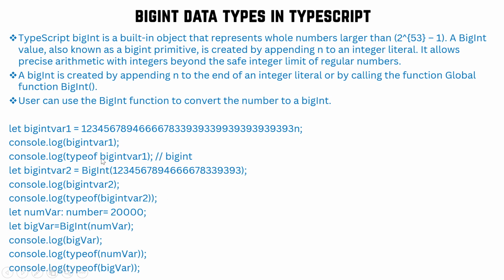Okay. So any number defined the normal way will still be considered a number. But with n you can make it the other way, and you can also use the BigInt class to convert a variable. So this is the way you deal with BigInt. Whenever you are dealing with big data, number might have a problem, so you can go with the BigInt data type. 2 to the power 53 minus 1 is a very big value.